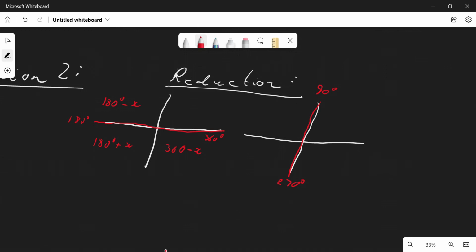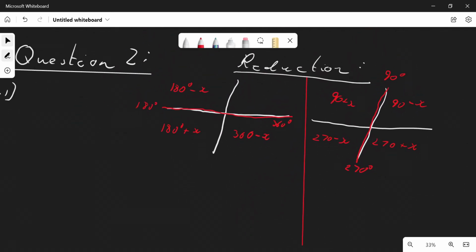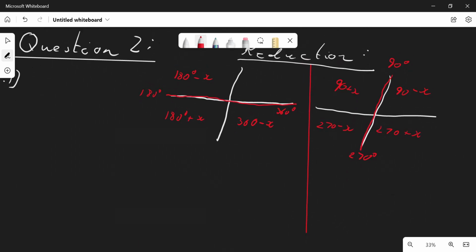So here we'll have the 90 plus x, and here we'll have 90 minus x. All right, and then here we have 270 minus x, and we have 270 plus x. All right, so let me just separate these here like that and see what the quirks of this thing are, right?